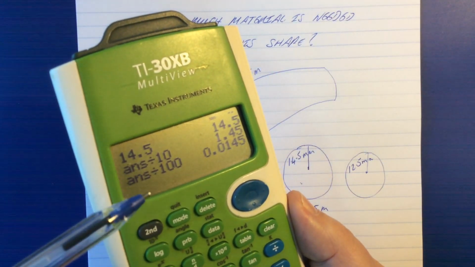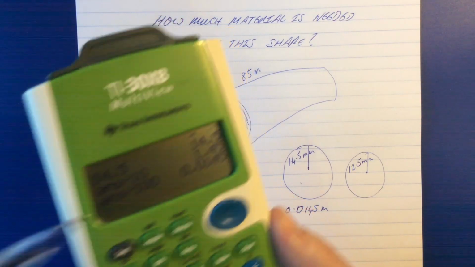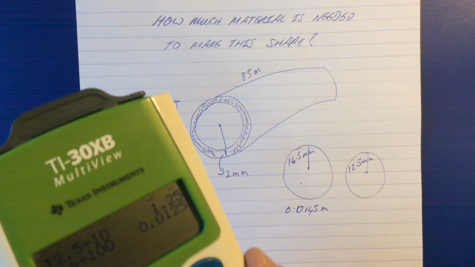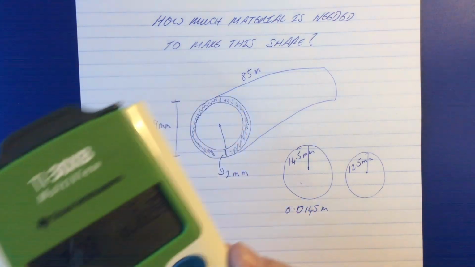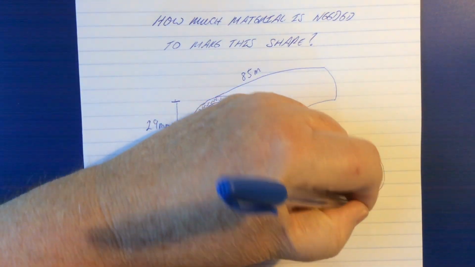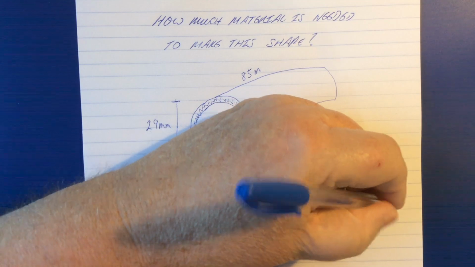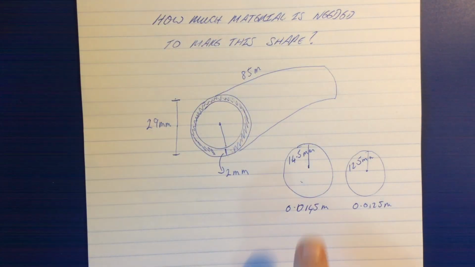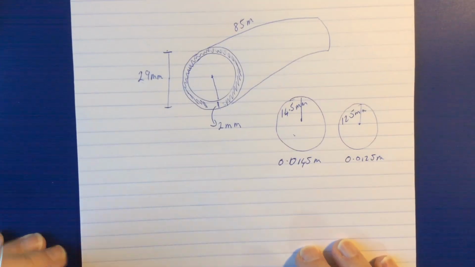So there are the divisions. Okay, next one. 12.5, just for the sake of completeness, I'll do it on the calculator, divided by 10, and divide that by 100 again. You could have guessed the answer, but there it is, 0.0125 meters.